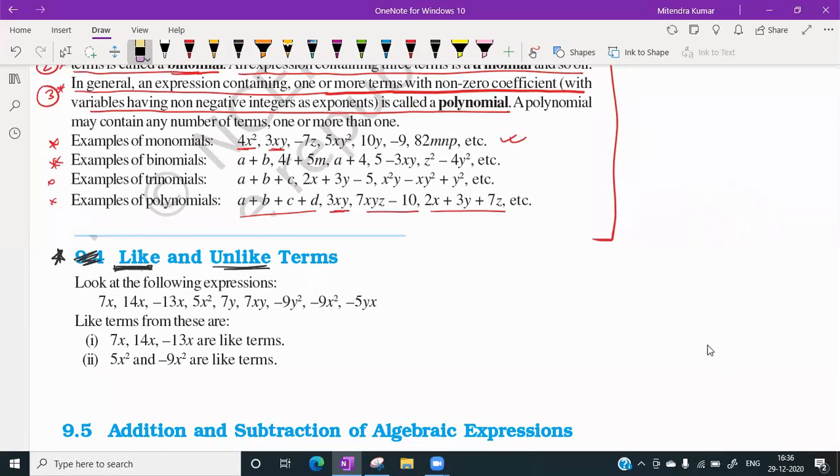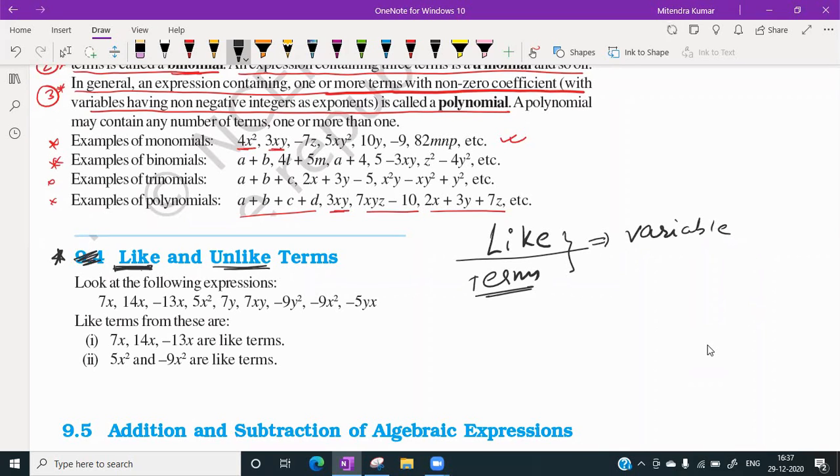जब मैं बोलूंगा लाइक टर्म्स, सो ऑल ऑफ यू नो कि टर्म्स किसको बोलते हैं, सबको पता है टर्म्स क्या होता है ना. सो लाइक टर्म्स कब होगा, जब वेरिएबल सेम होगा. सेम मीन्स व्हाट, पावर भी सेम होना चाहिए. सो वेरिएबल्स के पावर एंड जो सिंबल होते हैं, बोथ मस्ट बी सेम.